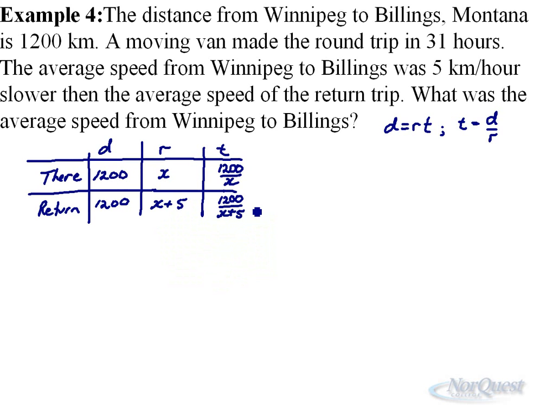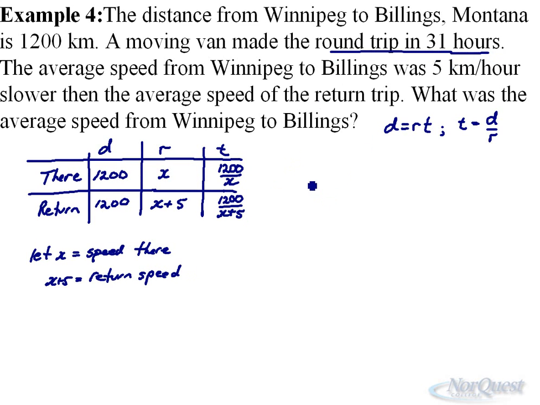You've set up these problems already back in our rational equations and linear equations and our systems of equations. Dealt with lots of distance, rate, time. Now you're going to deal with distance, rate, time that'll simplify to a quadratic equation somewhere along the line. We're supposed to define our variable, so let x equal the speed there. x plus 5 will be the return speed. And let's build our equation. The total time, round trip means there and back, was 31 hours. So that means we take the two times, 1,200 over x plus 1,200 over x plus 5 gives us a total time of 31 hours.